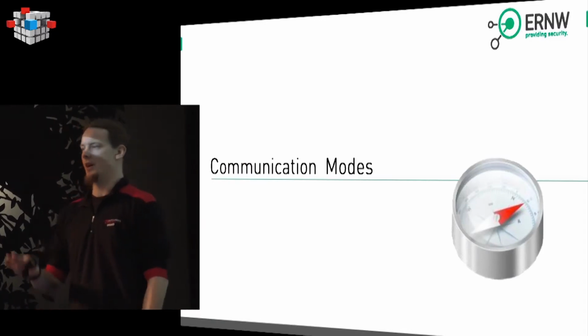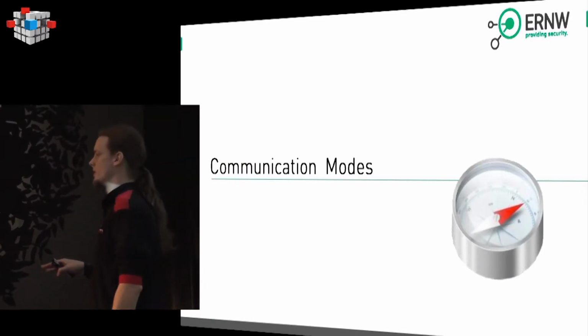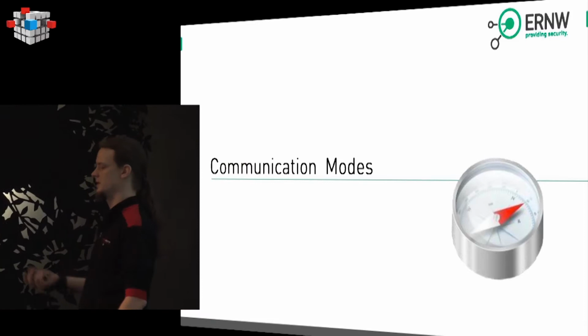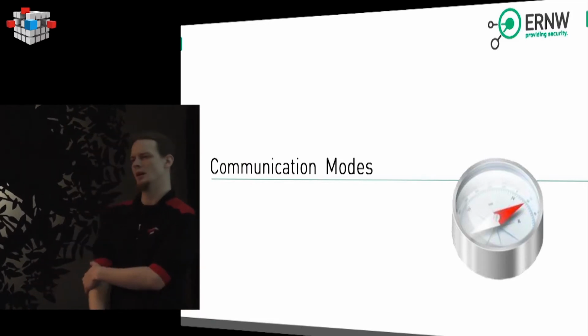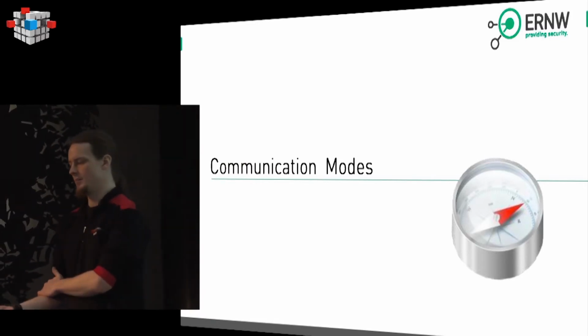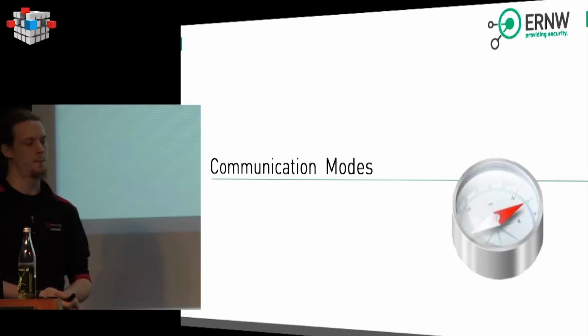So, okay, that's it so far from the network side. There's nothing fancy. It uses Ethernet and TCP/IP. Not very well implemented, but it's kind of working most of the time. So let's have a look at the communication modes. The camera got four so-called communication modes, which you can configure over the menu on the back of the camera.